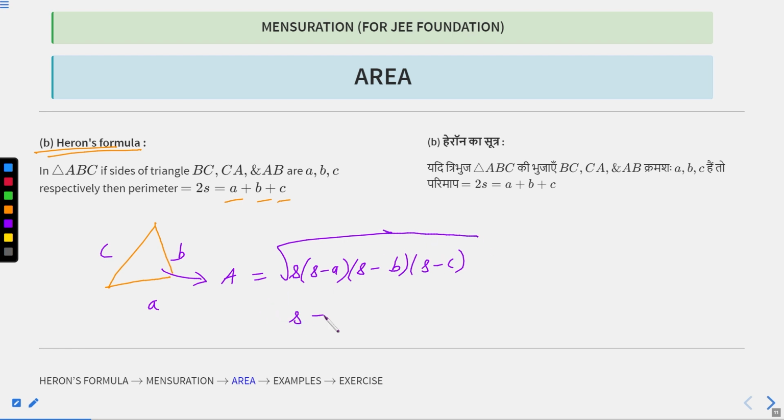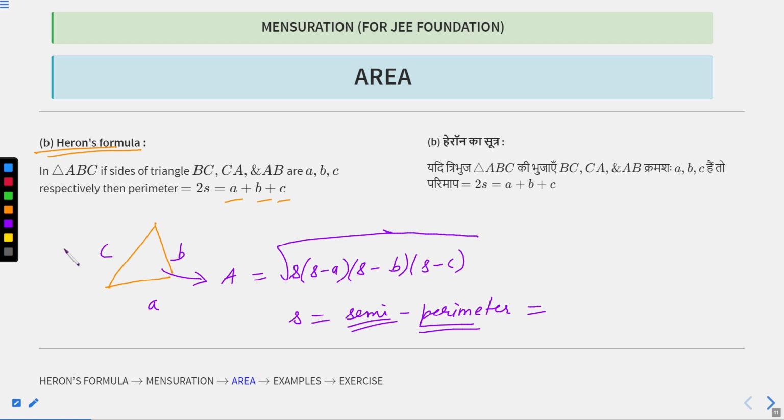Whereas our s means the semi perimeter. So what do we mean by semi perimeter? What do we mean by this word semi? Wherever you find the word semi, it mainly means that it is dividing our thing into two equal parts. So perimeter, we already know it. What is perimeter?